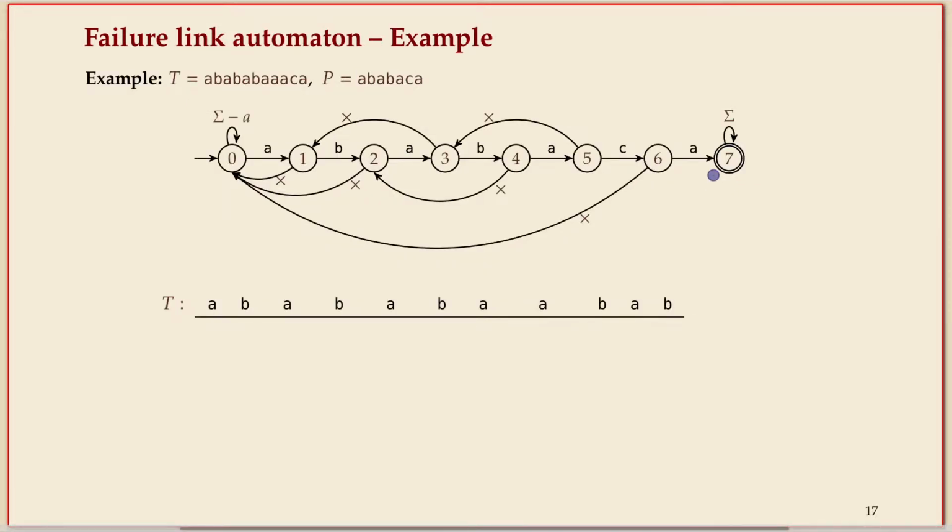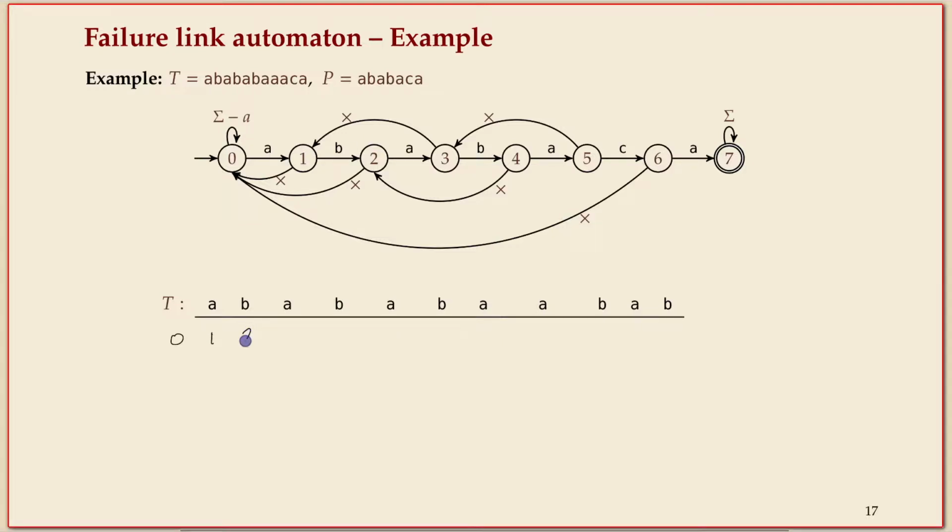Here's our running example, this time with failure links instead of the tons of edges for all characters. I think you can already visually see that you need fewer edges. And here the alphabet was just 3 characters. Let me run through the example briefly. You start in state 0. Sorry, I should have said I start in state 0 over to the left. Now I read an A, and after that I'm in state 1.